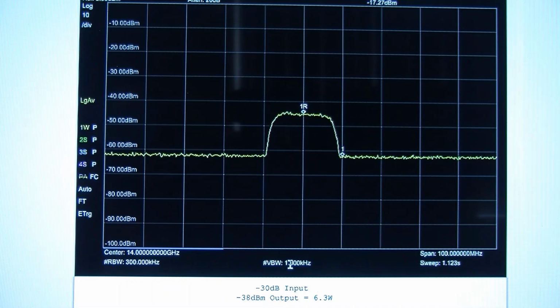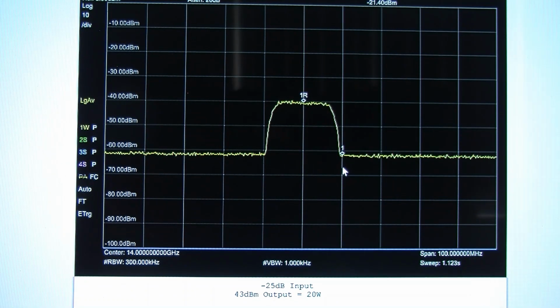In this case, we've got a negative 30 input, and if we look at the figure here, we've got a negative 17.27 carrier to noise between this point and this point. And that relates to 6.3 watts. The first plot, we had 2 watts. So our carrier to noise is increasing, everything is looking good.